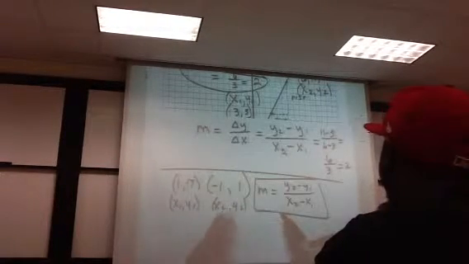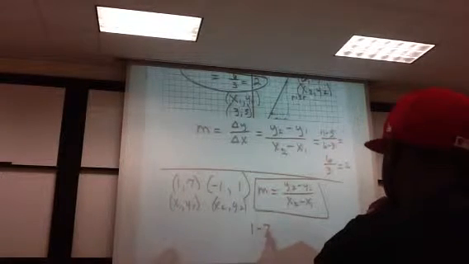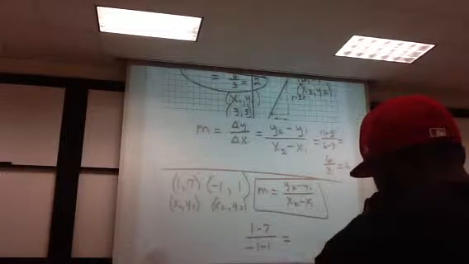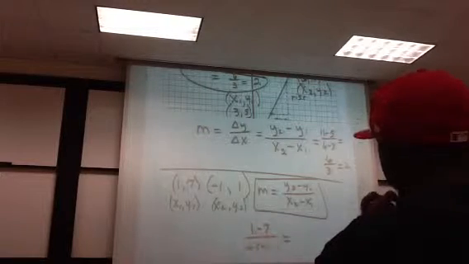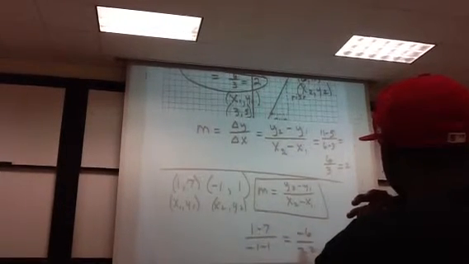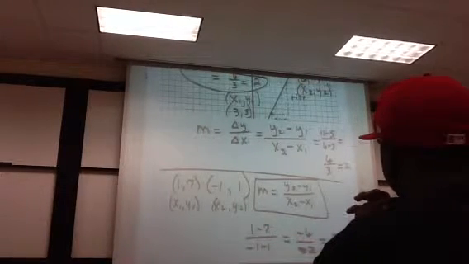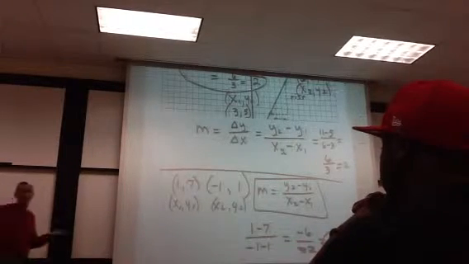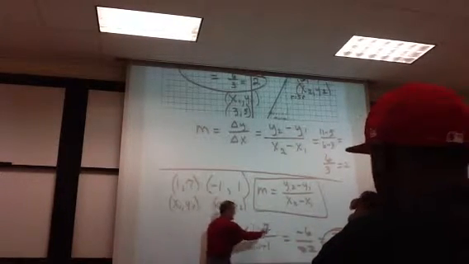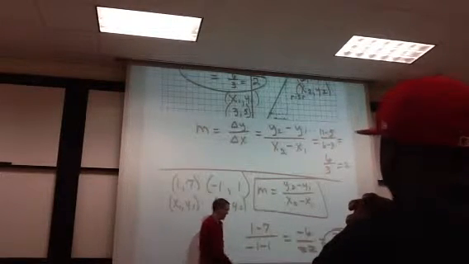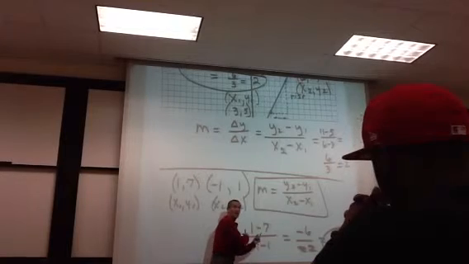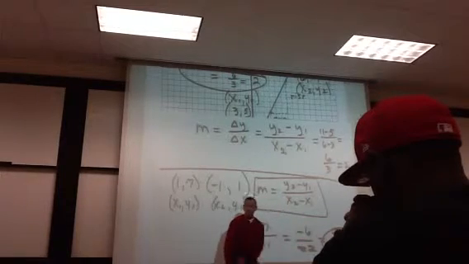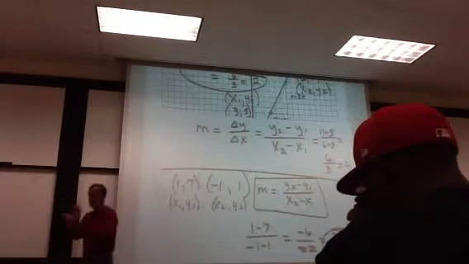Let's see. It's y minus y, 1 minus 7, over x minus x, negative 1 minus 1. Drop those negatives. That's negative 6 over negative 2, or a positive 3 slope. And think about it, if you'd reversed it, you'd have had 7 minus 1 on top, 6, and on the bottom 1 minus a negative 1, which is 1 plus 1, 2. You'd have had 6 over 2, you'd have still gotten 3. So it doesn't matter which one's (x1, y1) and which one's (x2, y2).